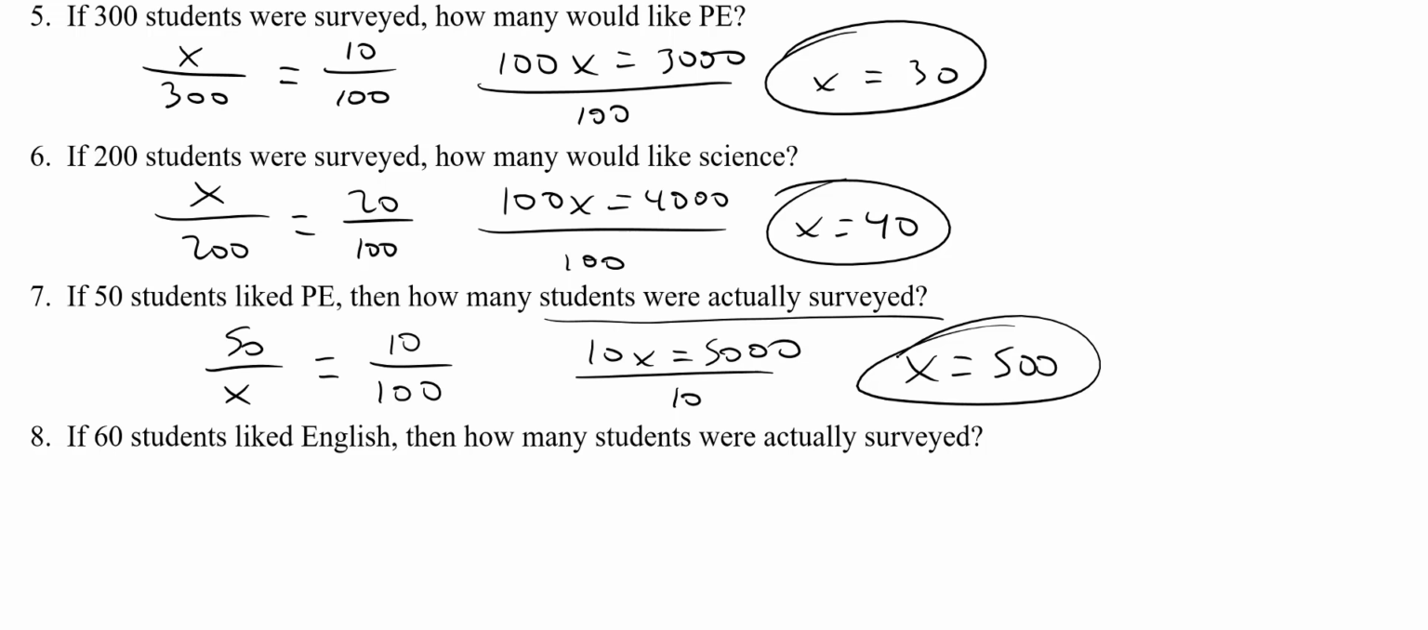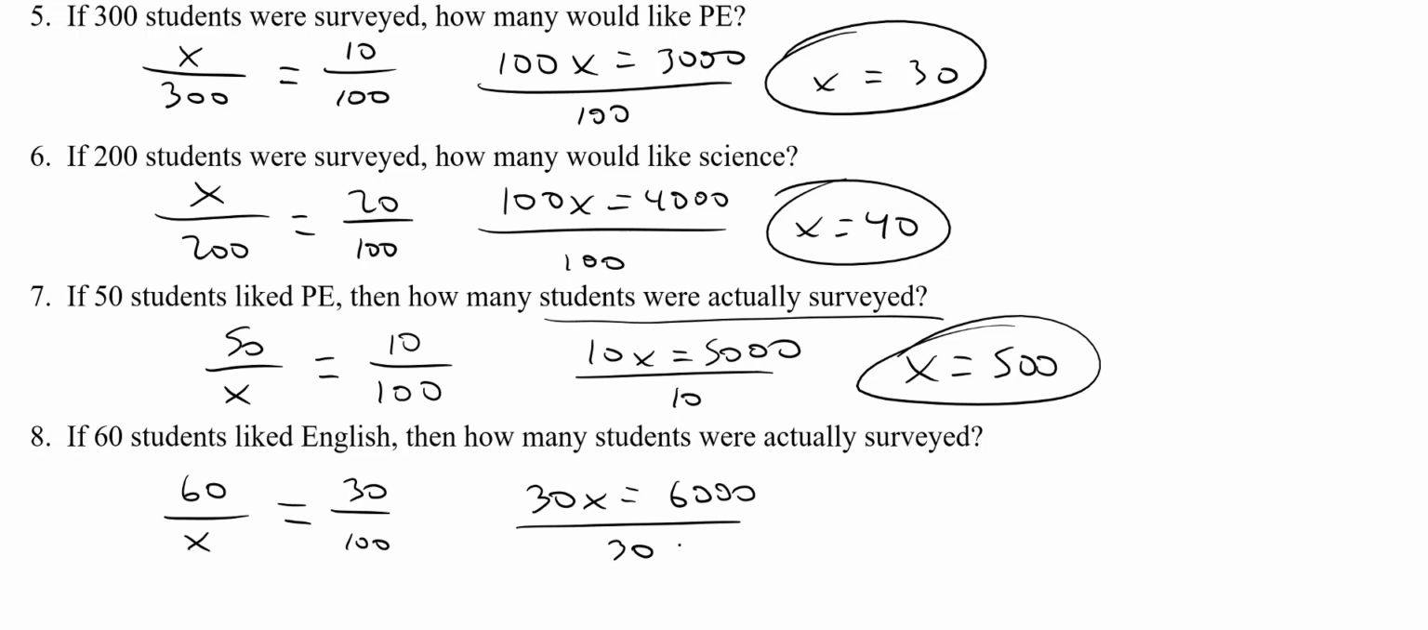Okay, and the last one, 60 students like English, so English is 30 over 100. And 60 liked English, so 60 is on top, and x is on the bottom because we're looking for a number that are surveyed. So I cross multiplied. 30x is equal to 6,000, and divide by 30. Okay, so x comes out to be 200. So 200 people were surveyed, and 60 liked English.